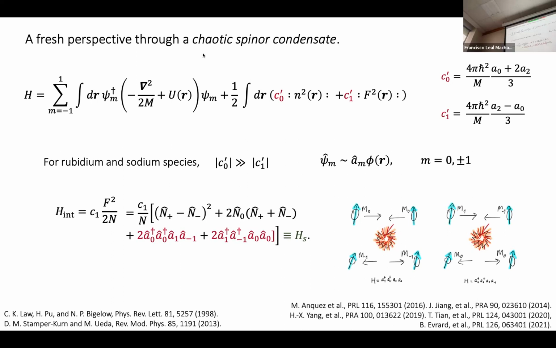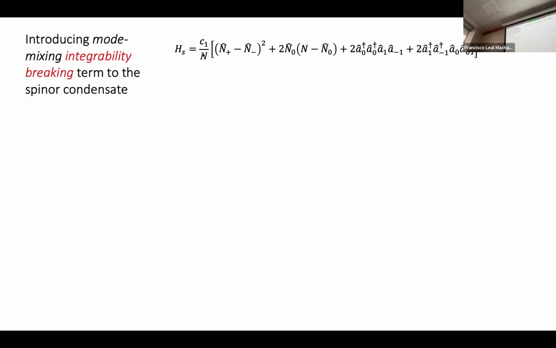Okay, the single mode approximation is actually a versatile approximation. There are multiple experiments in the last decade that use the SMA to describe the experimental findings. So it is actually a good approximation to make and a good model. But the model itself, the spinor condensate, is integrable, and we want to study a chaotic system. So we're going to break the integrability by introducing a mode mixing term to it.